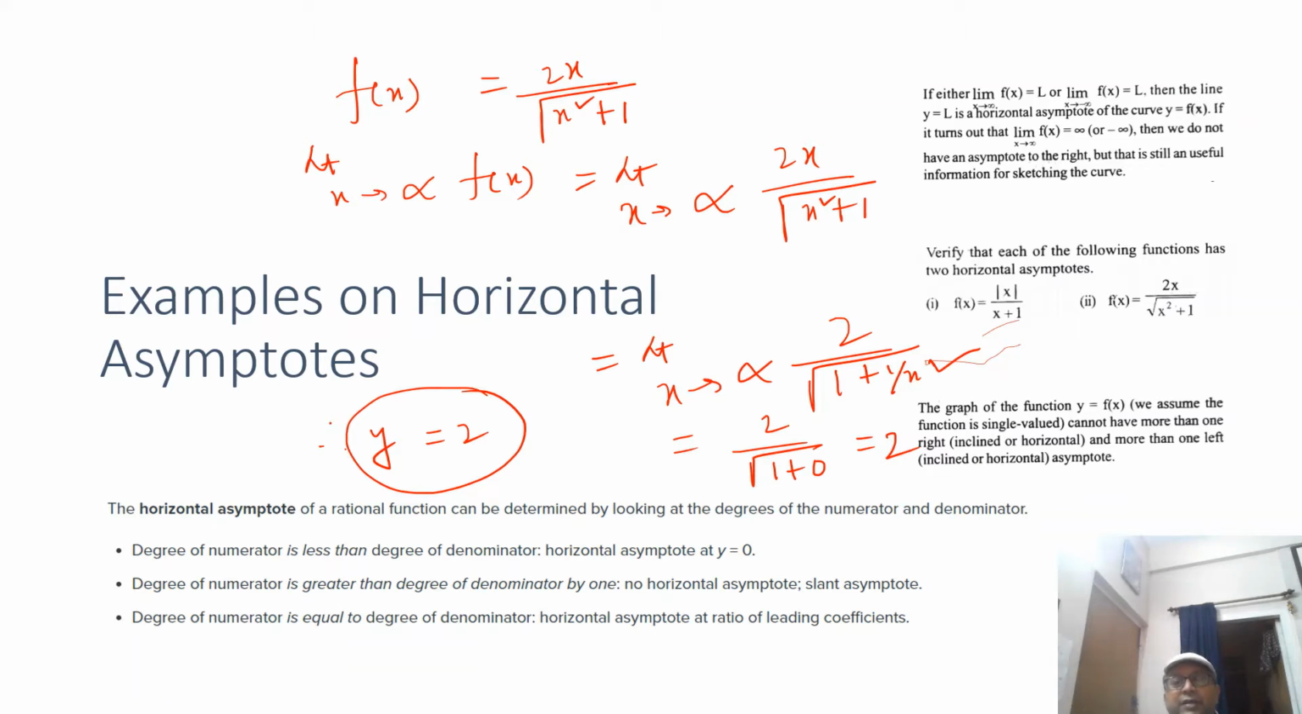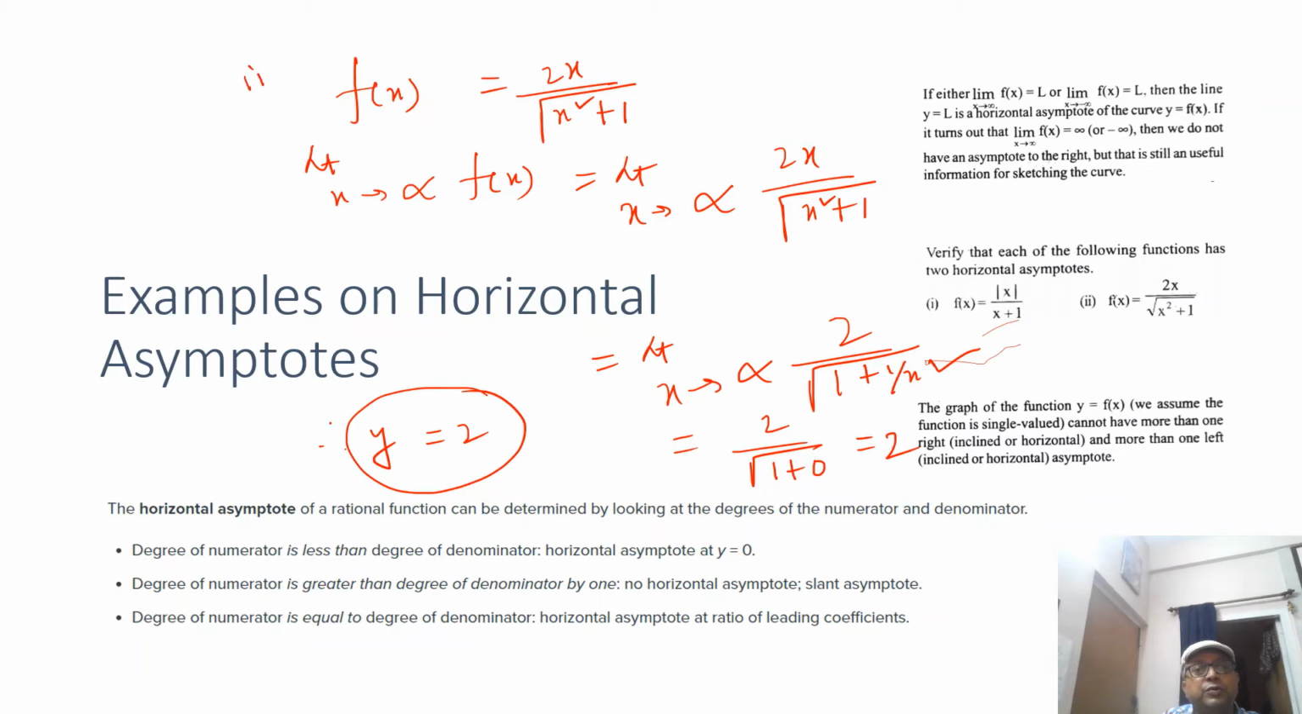Similarly, you can find just only one asymptote. The question was to check whether this has two horizontal asymptotes or not. We found one only. In this case, when you take mod x equal to x, there will be one asymptote, y equal to 1. When you take mod x equal to minus x, you will get the second asymptote, that is minus 1. You can check this in example 1.